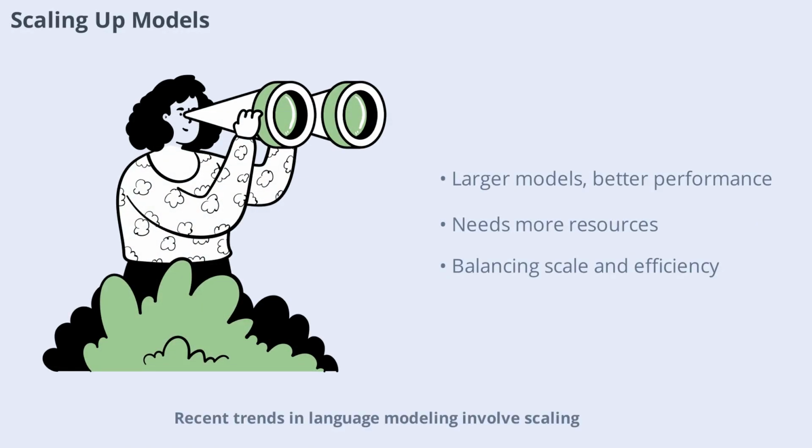Recent trends in language modeling involve scaling up models with more parameters and larger datasets. Bigger models can capture more complex patterns and deliver better performance, but they also require more resources to train and deploy. Balancing scale and efficiency is a key challenge for researchers.